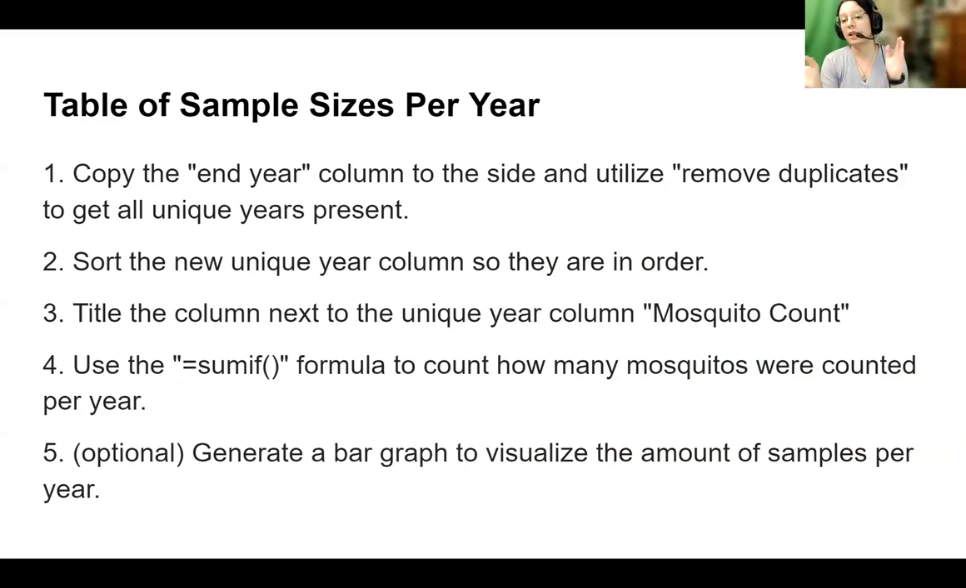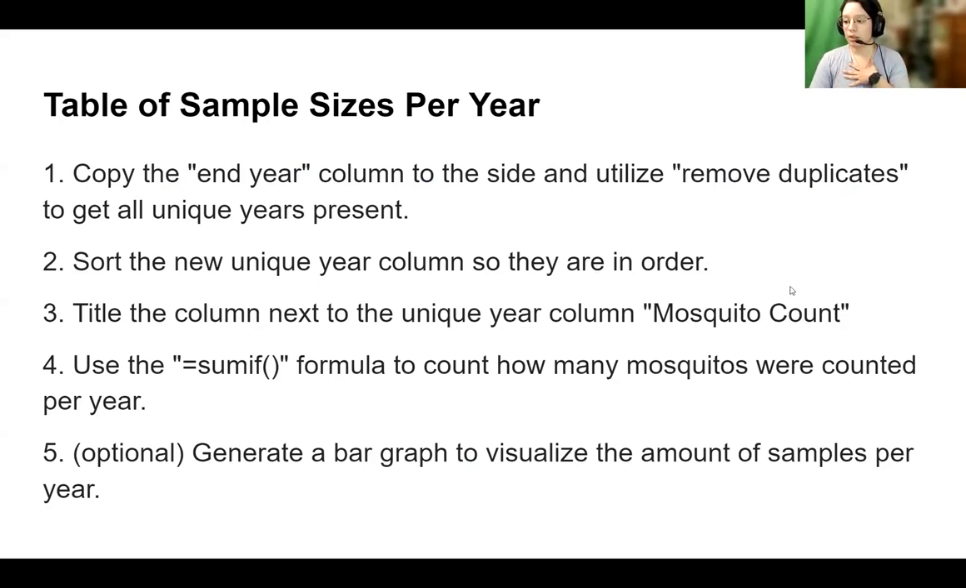All right, so the first one, we're making a table of sample sizes per year. This is a little different than the first thing we did, where we just counted how many instances or how many assays were performed per year. This time, we care about how many total mosquitoes are sampled per year. So for this one, we're going to copy the end year column to the side, utilize remove duplicates, get all unique rows, sort that. So we've got our years in order.